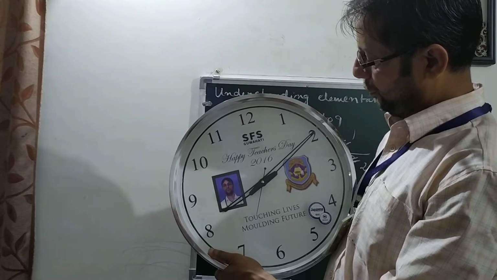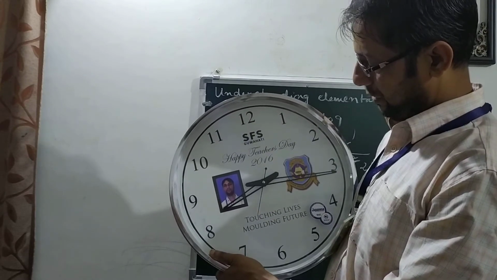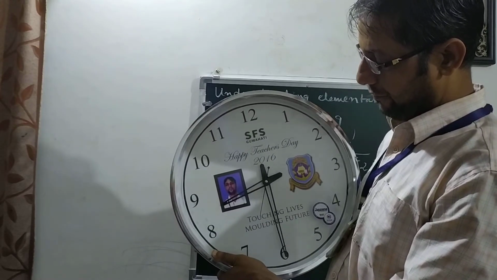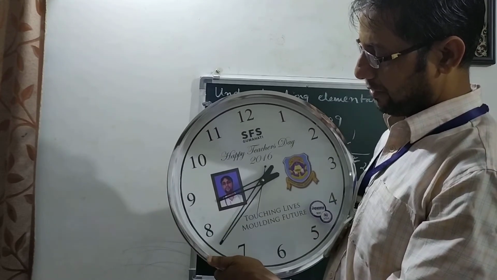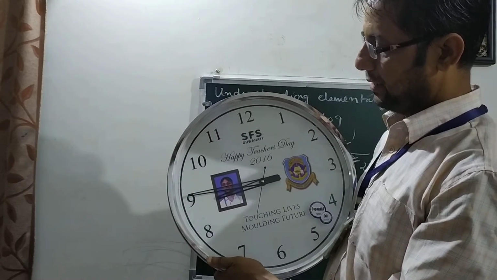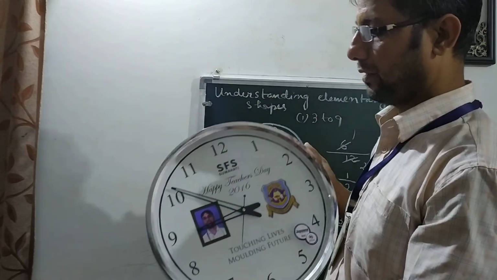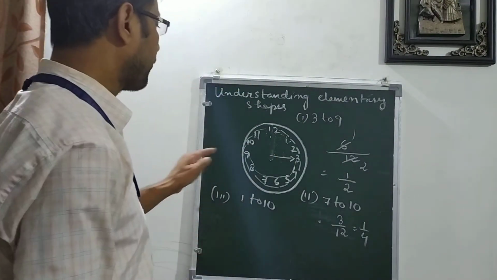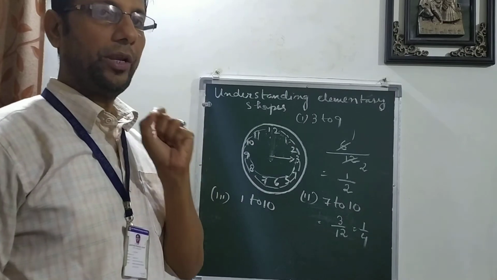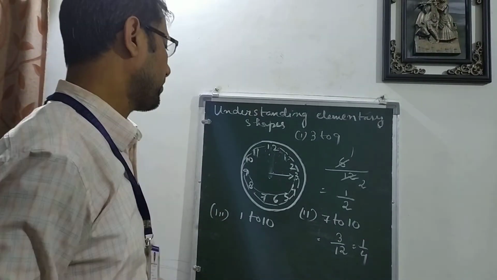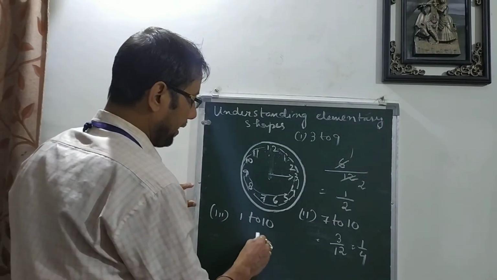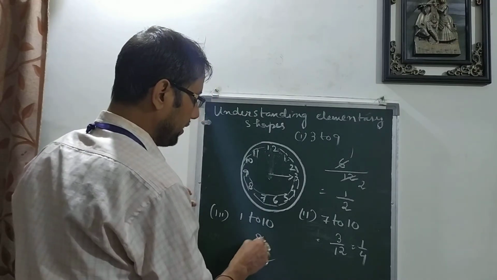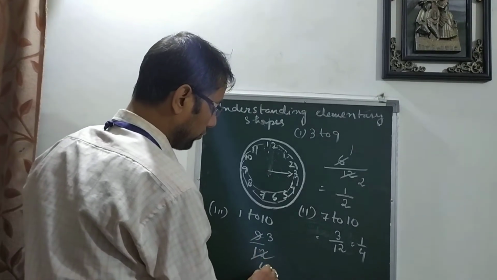1, 2, 3, 4, 5, 6, 7, 8, 9. See, 9 parts are there. So that's why, students, I take from 1 to 10, 9 parts are there, so I will write 9 by 12. That means 3 threes are 9, 3 fours are 12.